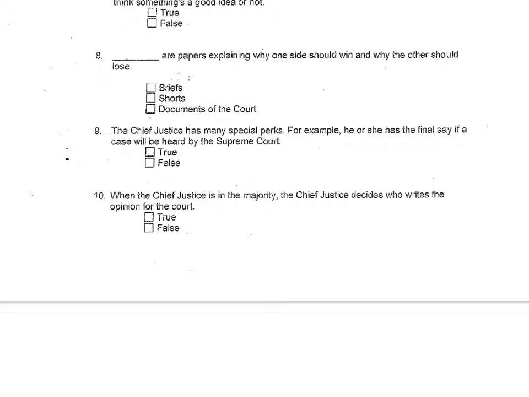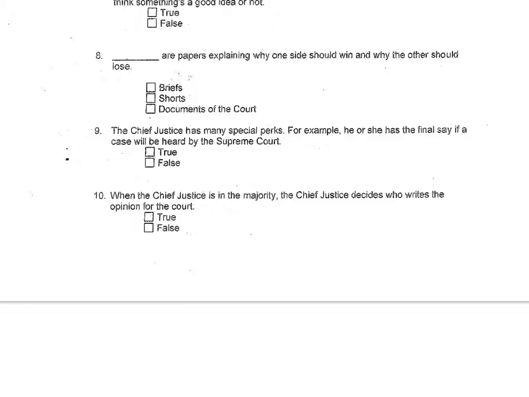Number 9, the Chief Justice has many special perks. For example, he or she has the final say if a case will be heard by the Supreme Court. Is that true or false? The Chief Justice, they got some extra perks. One of these is that they get the final say on whether or not they're going to hear a case. Is that true or false?